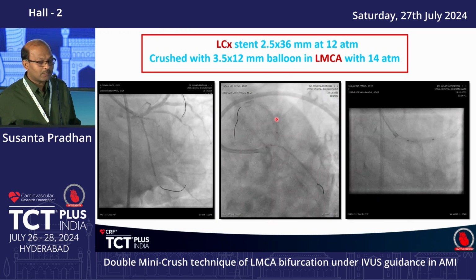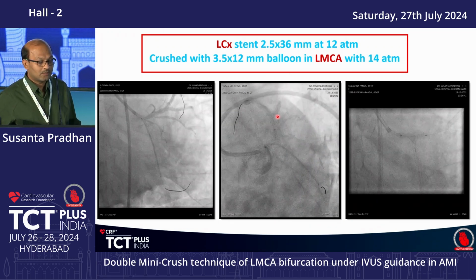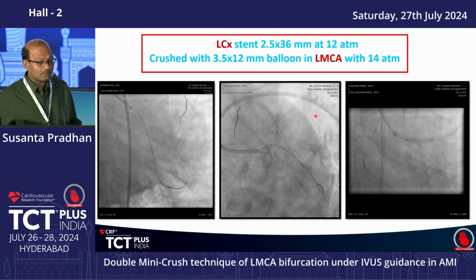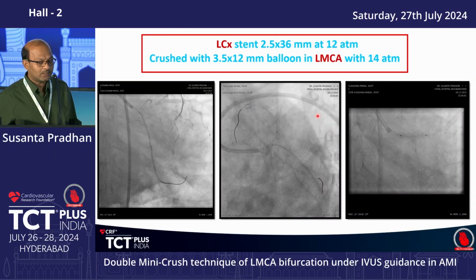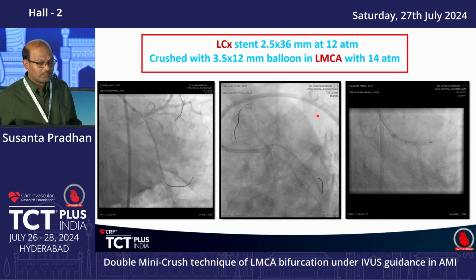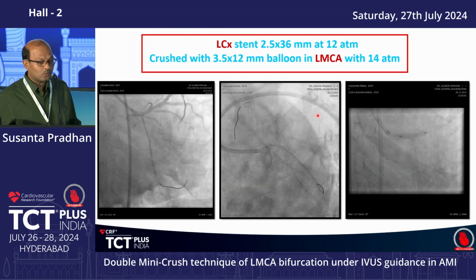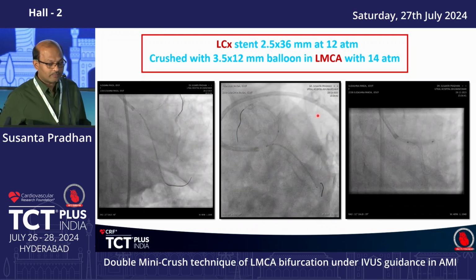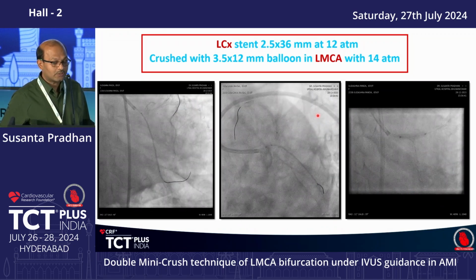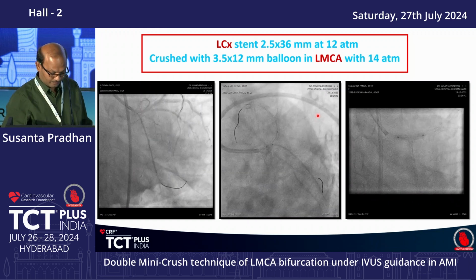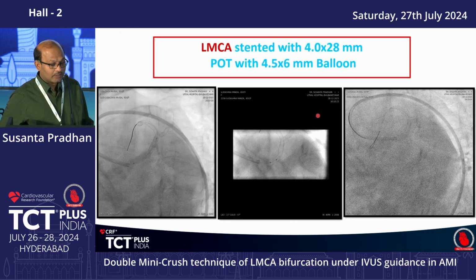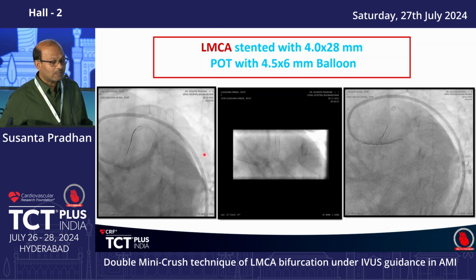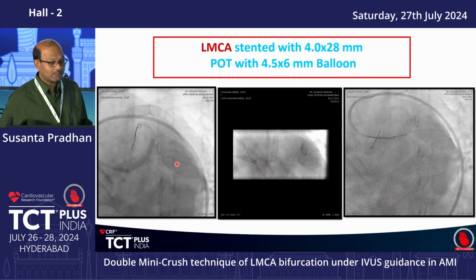So we have chosen a long stent of 2.5 by 36, and keeping one balloon, that is a 3.5 by 12 millimeter balloon, in the left main, we have deployed that LCX stent, keeping one to two struts inside the left main, like in the mini-crush technique. And after this deployment, this LCX stent has been crossed with a 3.5 by 12 millimeter balloon. After the cross, another stent, that is left main to LAD, we have chosen according to our IVUS image interpretation.